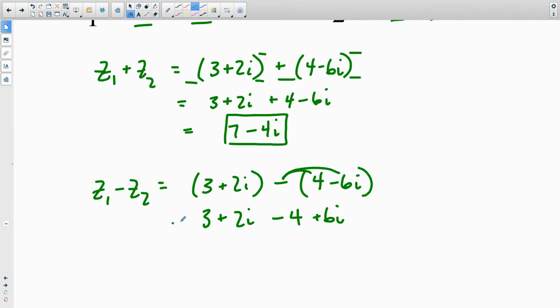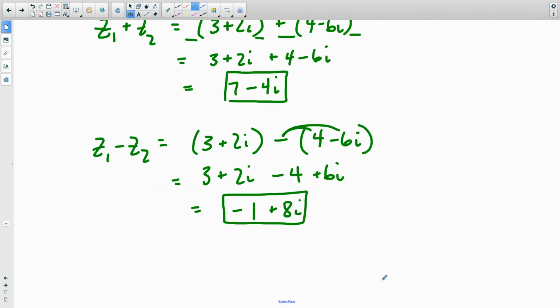So now when I do this subtraction, I end up with 3 minus 4, which is negative 1, and positive 2i plus 6i, which is positive 8i. So those parentheses are really important when we're subtracting. Not so much when we're adding, we didn't really need them, right? But when we're subtracting complex numbers, we need to have parentheses around that second part. Okay.